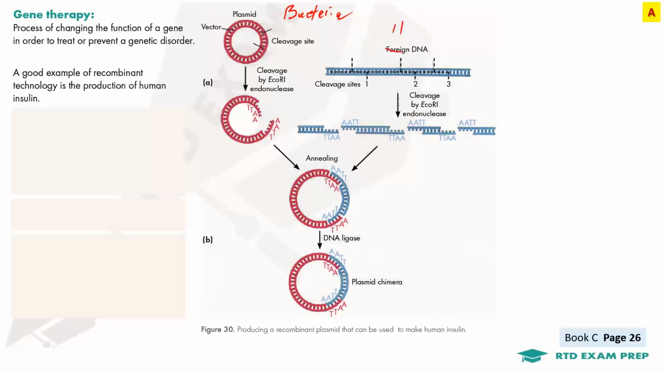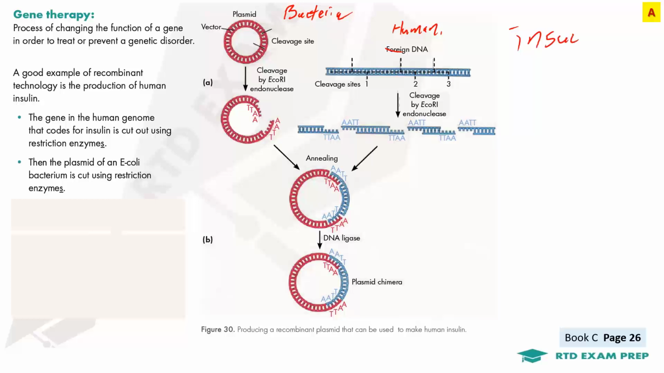We'll call it human DNA, and we are going to isolate the gene for insulin. Well, the first thing that we need to do is take this vector. The DNA is found in a circular plasmid. We're going to take the vector and cut it open. You can see it cut open here. That was done by a restriction enzyme.